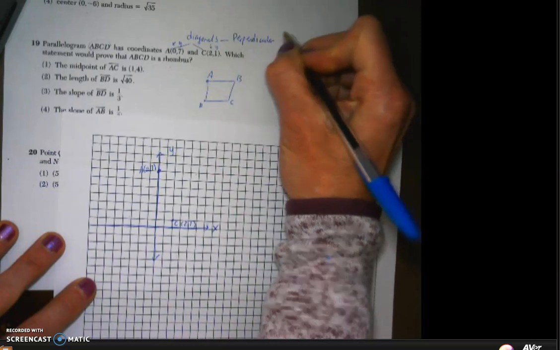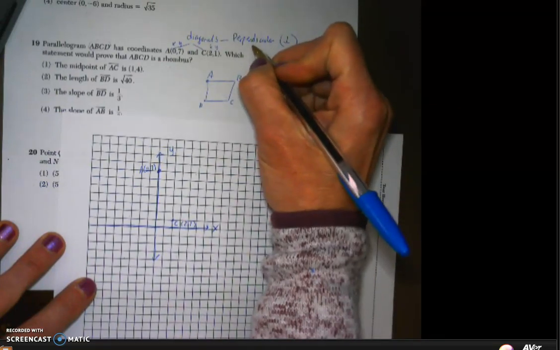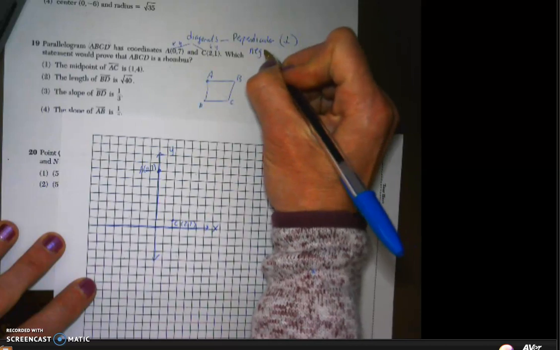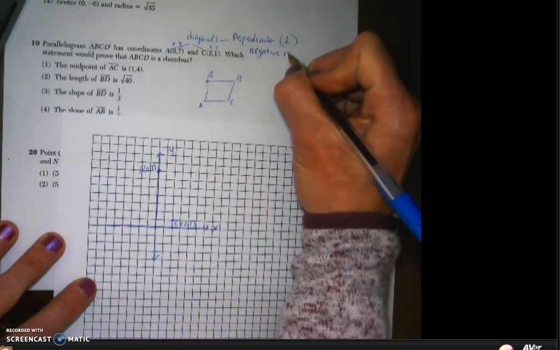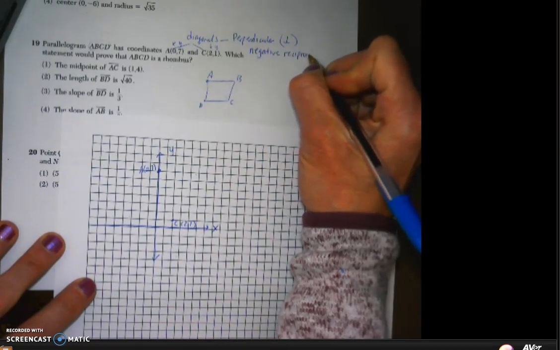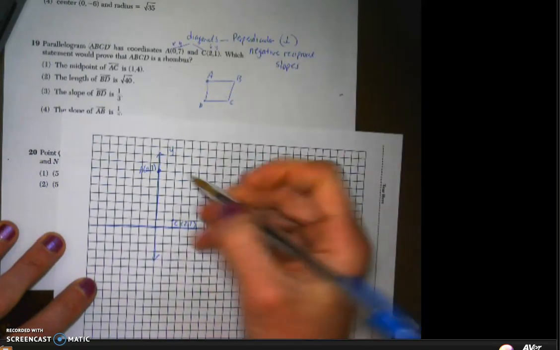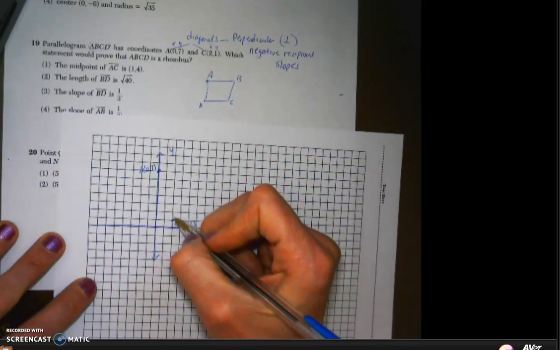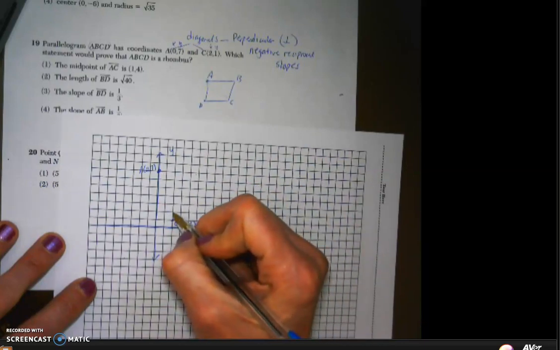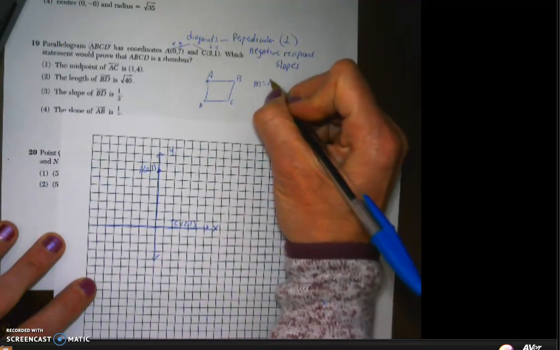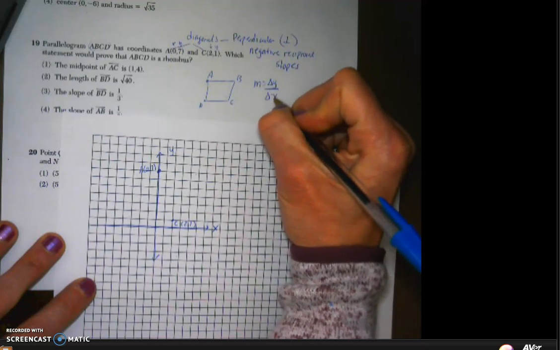Okay, so here's the symbol for perpendicular. So what do we know about perpendicular lines? They have negative reciprocal slopes. So if I can find the slope of AC, remember slope is the change in y over change in x.